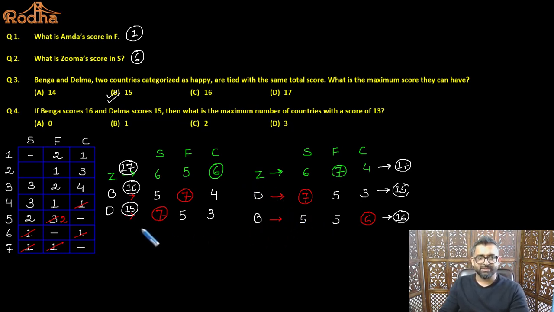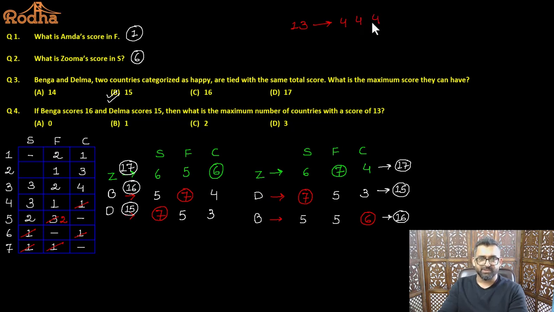Now what is the question telling us? What is the maximum number of countries with the score of 13? Now let's understand what frequency I have used here. If I look at the numbers, the highest scores are taken care of. And I want to make 13. How do I make 13? Let's understand. 13. Can I say if I use 4 times 4, I cannot make 13.